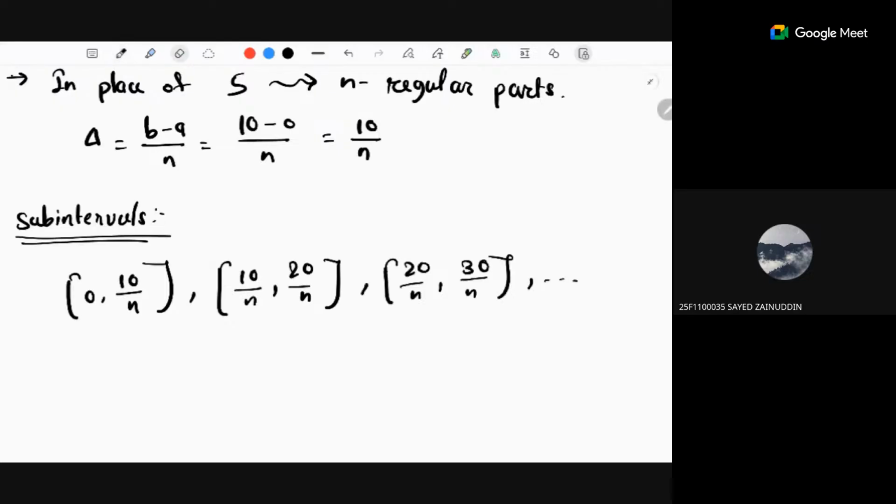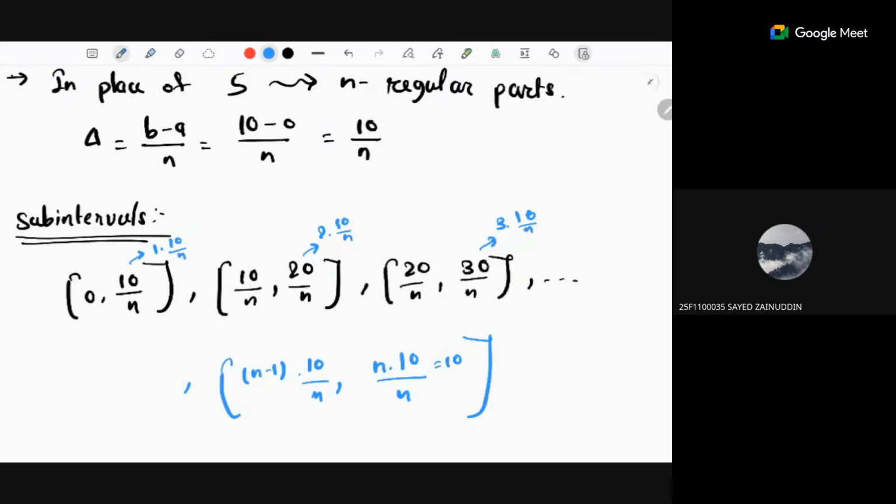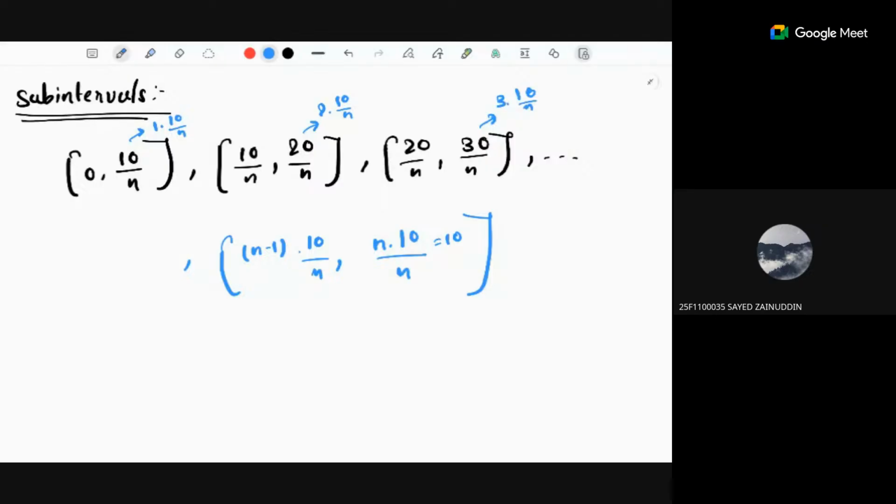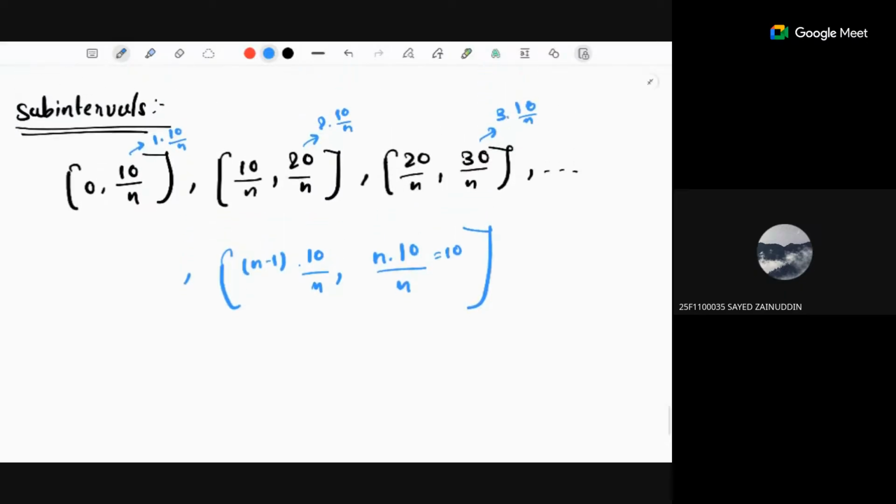So it's like this: this is 1 into 10 by n, this is 2 into 10 by n, this is 3 into 10 by n, and so on. You will do it up to n into 10 by n. The last point will be n minus 1 into 10 by n to n into 10 by n, but n into 10 by n is the same as 10 only. So that's the generalization you have to make when you talk about n regular parts. You have to figure out the left endpoint and right endpoint, up to the value of n. Is that clear so far?